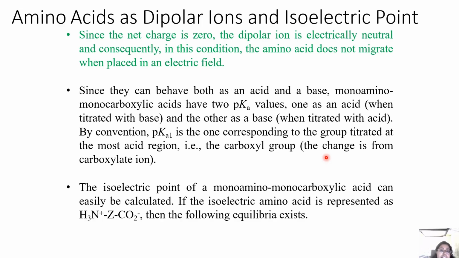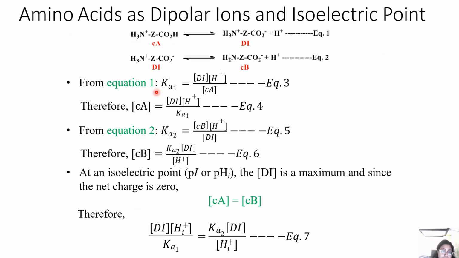Since they can behave both as an acid and a base, monoamino monocarboxylic acids have two pKa values, one as an acid when titrated with base and the other as a base when titrated with an acid. By convention, pKa1 is the one corresponding to the group titrated in the most acidic region, that is the carboxyl group, and the change is from the carboxylic acid to the carboxylate ion. The isoelectric point of a monoamino monocarboxylic acid can easily be calculated. If this amino acid is represented as shown, then this equilibrium exists.